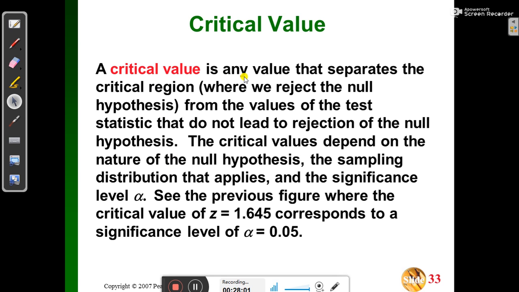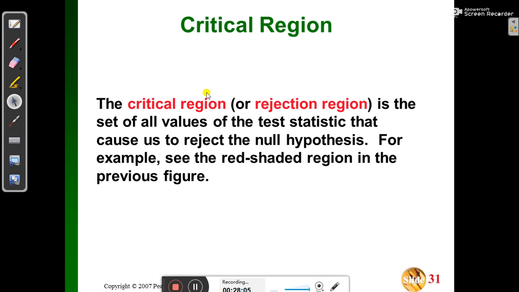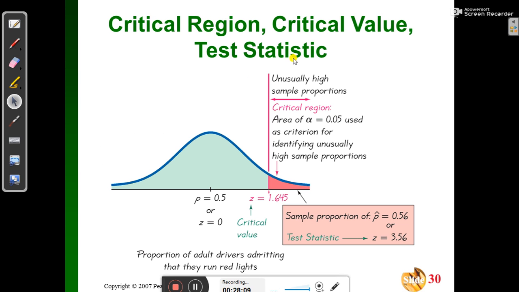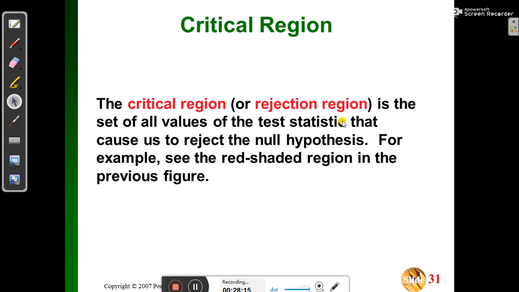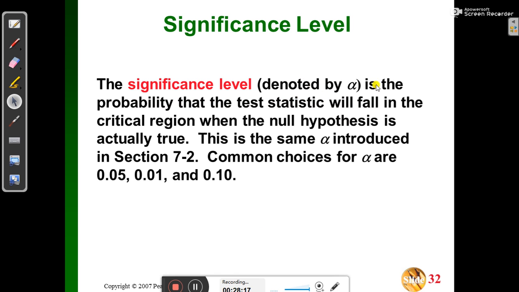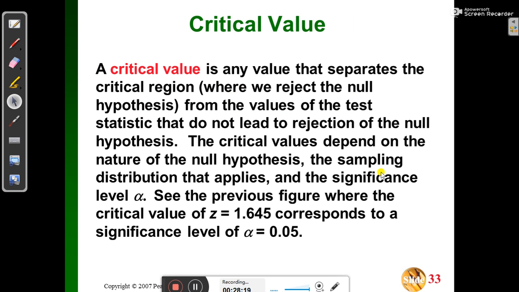A critical value is any value that separates the critical region. So there is the critical region and the significance level. Here this is the critical region and the level is 0.05. So that is the level and the value. A critical value is any value that separates the critical region, where we reject the null hypothesis, from the values of the test statistic that do not lead to rejection of the null hypothesis.